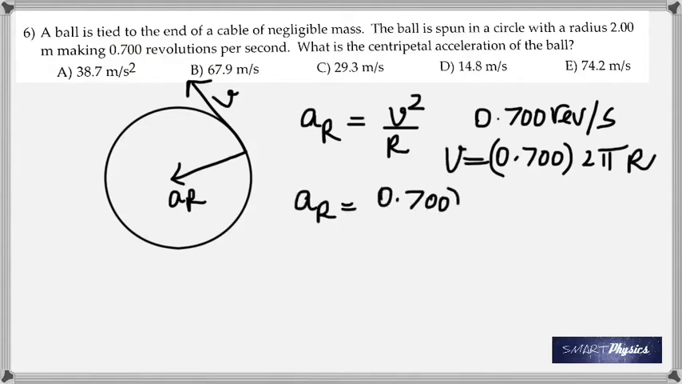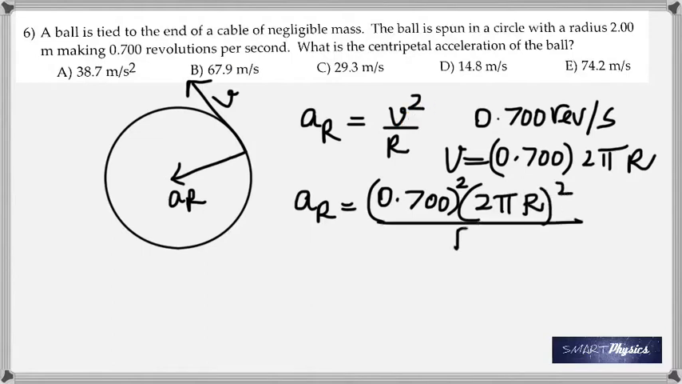So once you get that velocity, square it, because it's velocity squared. So square both quantities and divide by the radius.